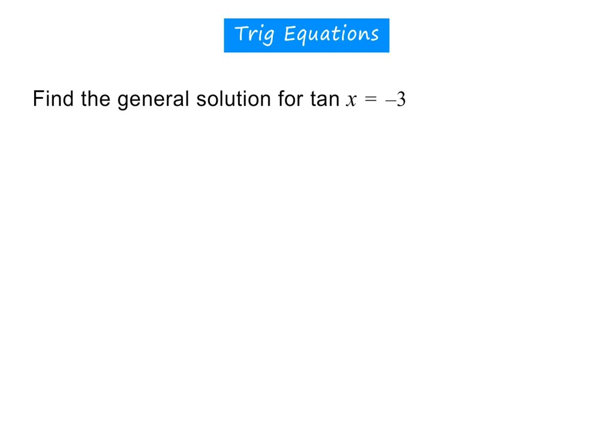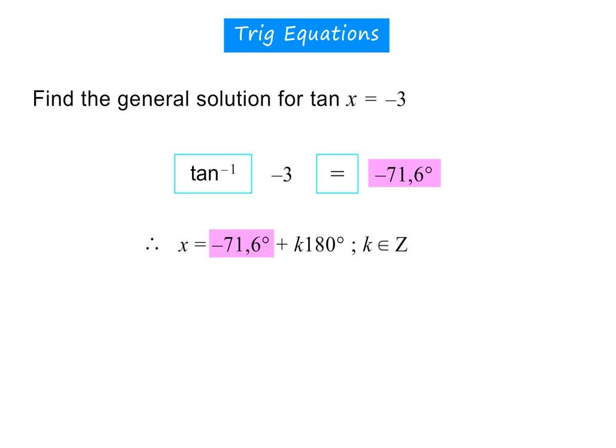Here is the next question. We are asked to find the general solution for tan x equals minus 3. Step 1 is always to do the following calculator work. Correct to 1 decimal place. This gives an angle of minus 71,6 degrees, which we can now use to write down the general solution. To do this, we write down the angle once and add k 180 degrees, where k is an element of the integers. This completes the question.